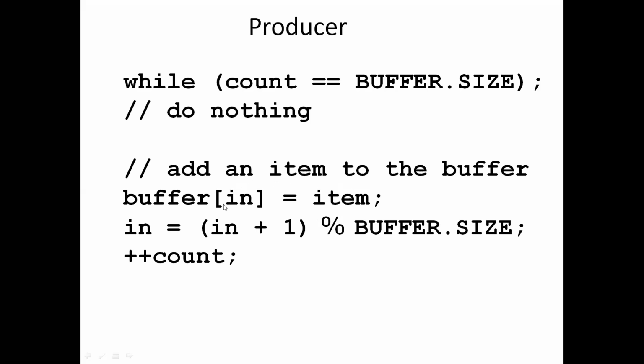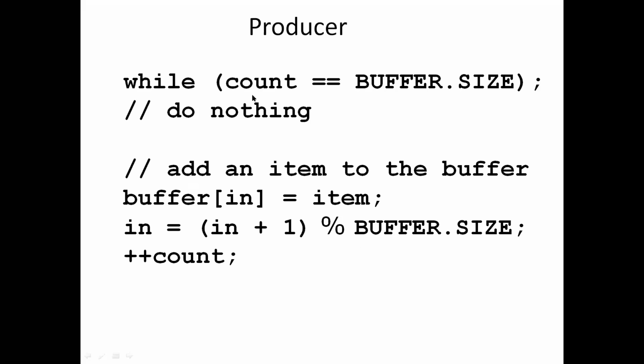So we are adding the item into the buffer, and now we are updating the in value. In = (in + 1) mod buffer size. In is 2. 2 plus 1 is 3, mod buffer size. Now the in value is 3 mod 5, we will get 3. So in is updated with 3, and ++count. So count also we are incrementing by 1.